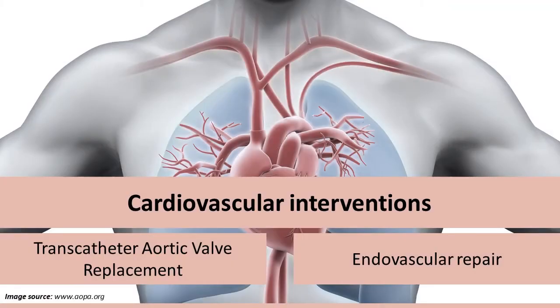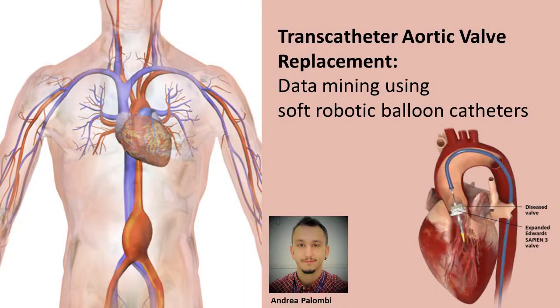In the field of cardiovascular interventions, we focus on transcatheter aortic valve replacement and abdominal aortic aneurysm. At UCL, we have looked into current challenges in the field of transcatheter aortic valve replacement, or TAVI for short, and proposed a new intraoperative approach to determine the diameter of the aortic annulus, exploiting intra-balloon pressure and volume data acquired from a robotized valvuloplasty balloon catheter.